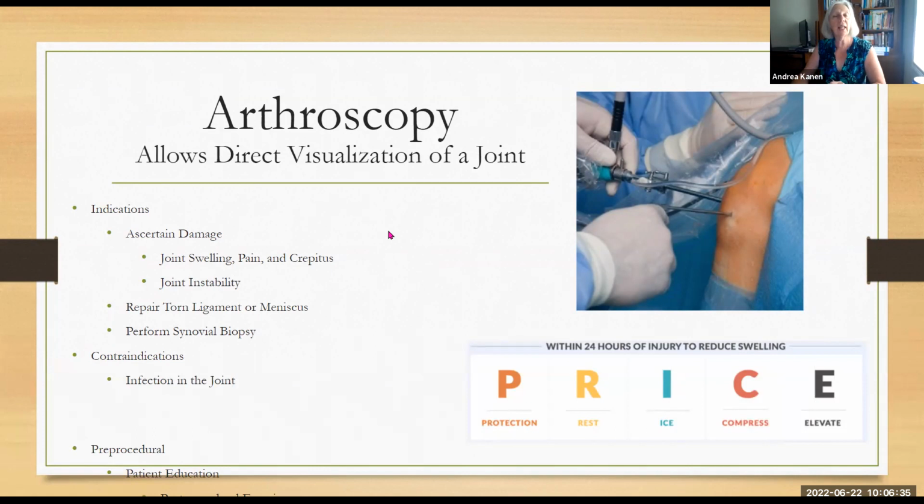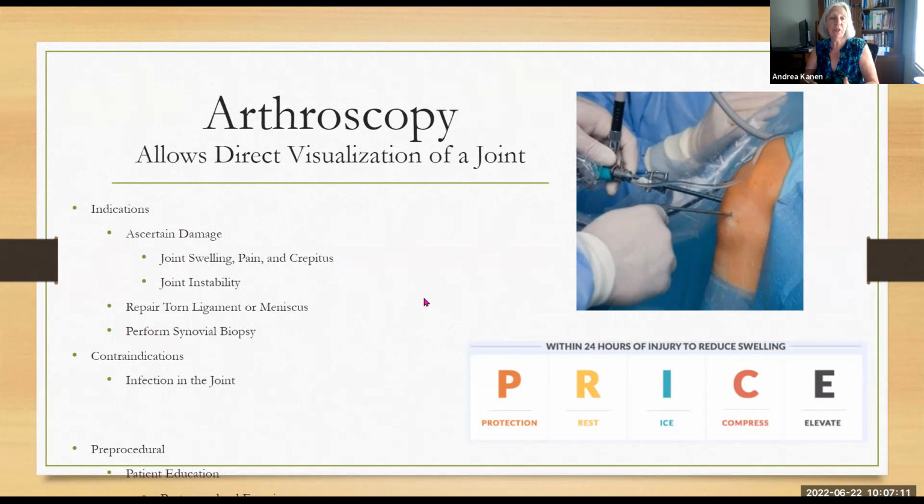So this is a lot like what we were talking about with cardiac catheterizations. You can go in there and you can look around, and you can go in there and do things. Commonly it's used to repair torn ligaments. That's a very common type of knee repair. Those ligaments get torn frequently. You see a lot of people with these kinds of tears for one reason or another. And also a synovial fluid biopsy.